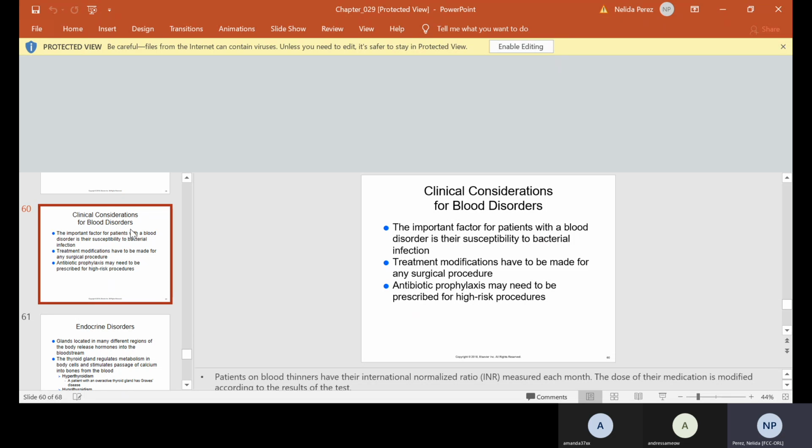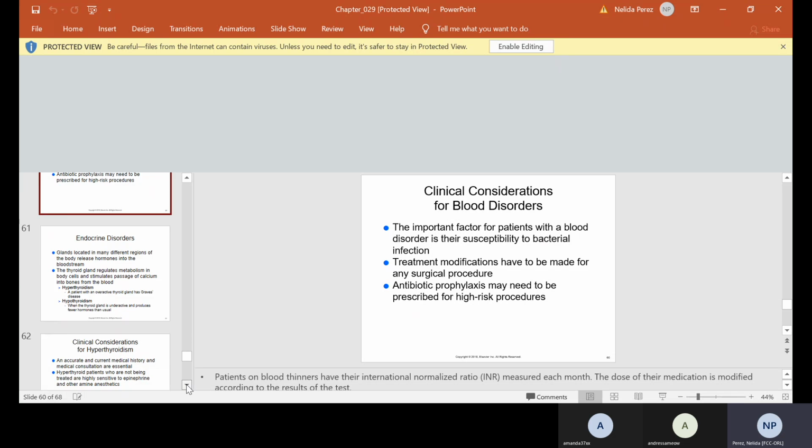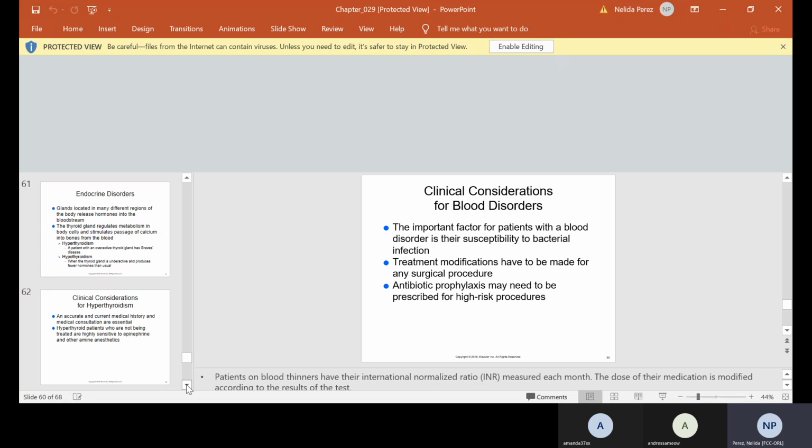Now, clinical considerations for blood disorders. The important factor for patients with a blood disorder is their susceptibility to bacterial infection. And that's why I mentioned the antibiotics. Treatment modifications have to be made for any surgical procedure. And again, antibiotic prophylaxis may be prescribed.